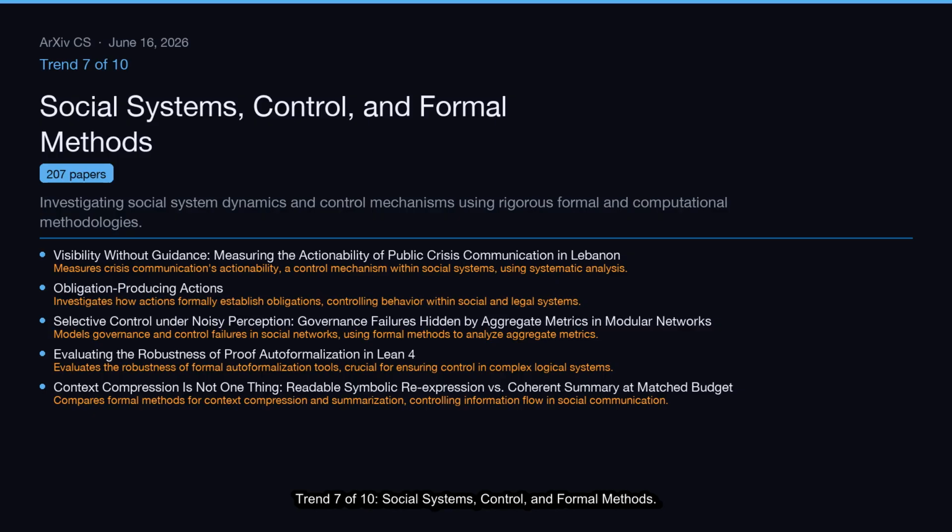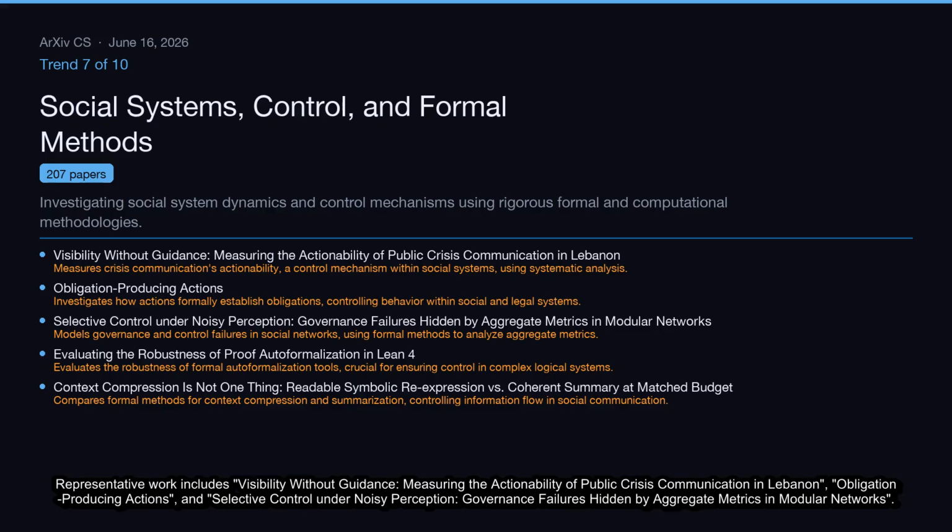Trend 7 of 10, Social Systems, Control, and Formal Methods. Investigating social system dynamics and control mechanisms using rigorous formal and computational methodologies. This cluster covers 207 papers. Representative work includes visibility without guidance, measuring the actionability of public crisis communication in Lebanon, obligation-producing actions and selective control under noisy perception, and governance failures hidden by aggregate metrics in modular networks.